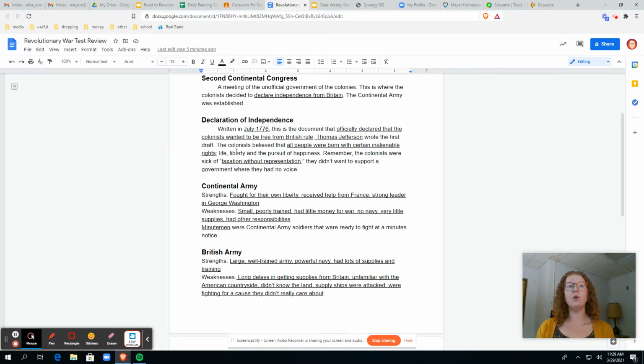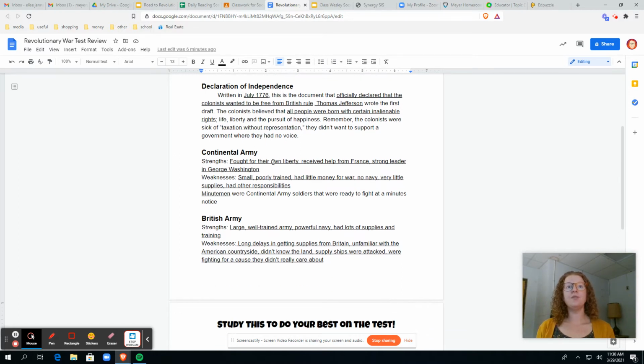Thomas Jefferson wrote the first draft. The colonists believed that all people were born with certain inalienable rights, meaning life, liberty, and the pursuit of happiness. Remember, the colonists were sick of taxation without representation. They did not want to support a government where they had no voice, and that's what they were fighting for.